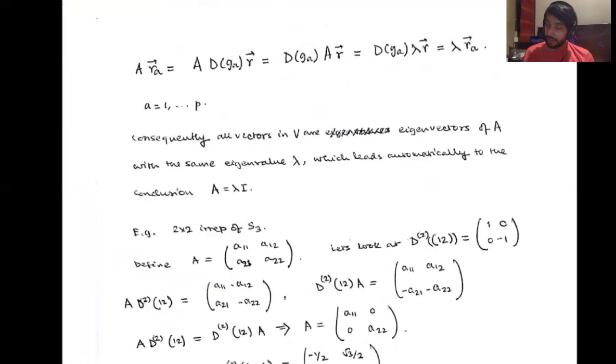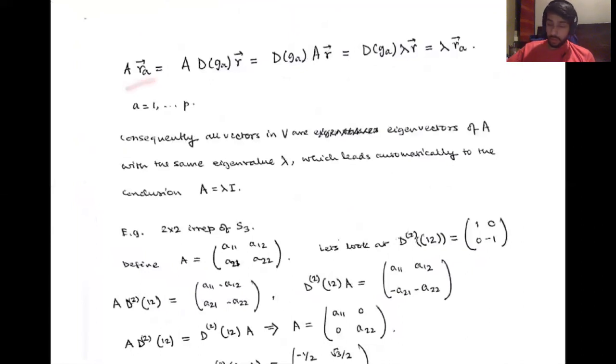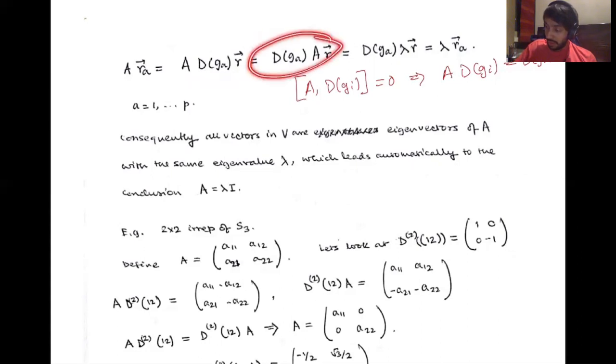So if that happens, then let's look at A acting on R1. So A of R on RA is A of DGA on R. Now remember that A is going to commute with any DG. So A DG I minus DG I A is equal to 0, which means that A DG I is equal to DG I A. So that means we get from this step to this step.